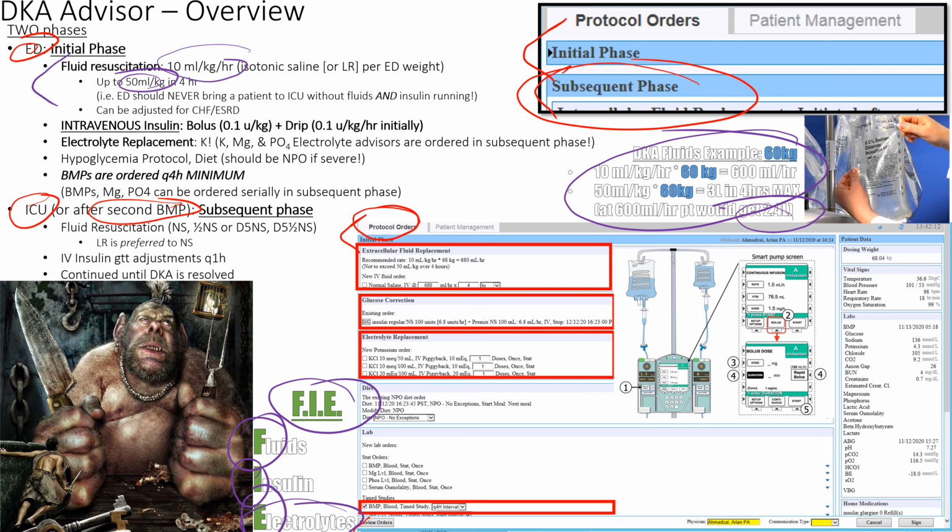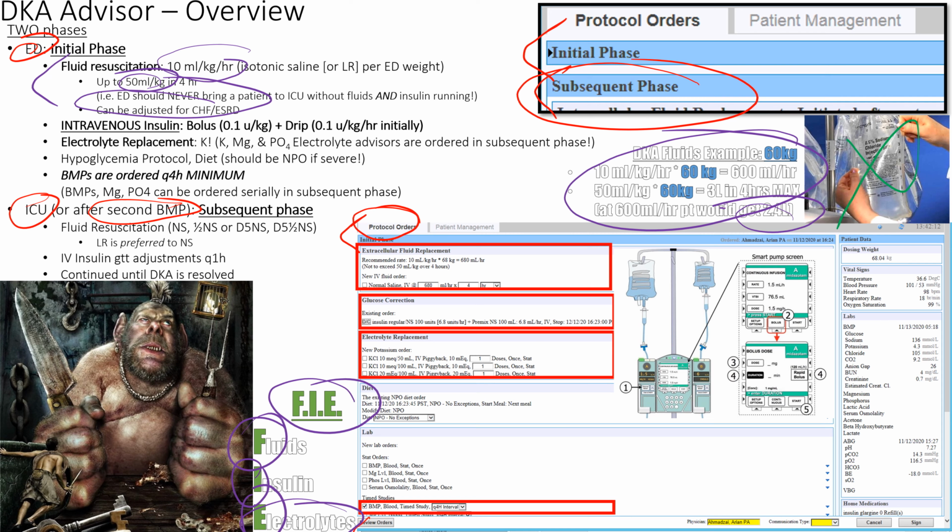So then what else? You can adjust it for CHF and end-stage renal disease. And what fluids do you want to give? Not normal saline, you want to give LR. Someone in DKA is going to be acidotic in the first place, and normal saline is going to add to the acidosis. So it's not a great situation to be in.